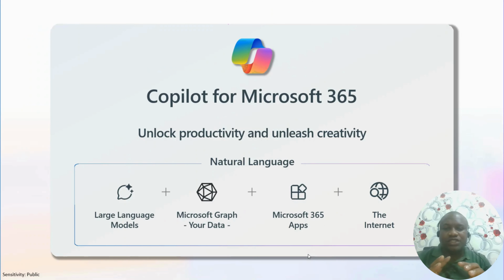So this is the model around Copilot 365. You have the LLM, the large language model, you have the Microsoft Graph. In the last video, I talked about Microsoft Graph, so if you've missed it, please go back and watch it. And then you have the Microsoft 365 apps. I'm sure you know all the apps: Outlook, Word, Excel, PowerPoint, Loop, and the likes. And then you have the internet. All these together form the basis on which Microsoft 365 Copilot is established.